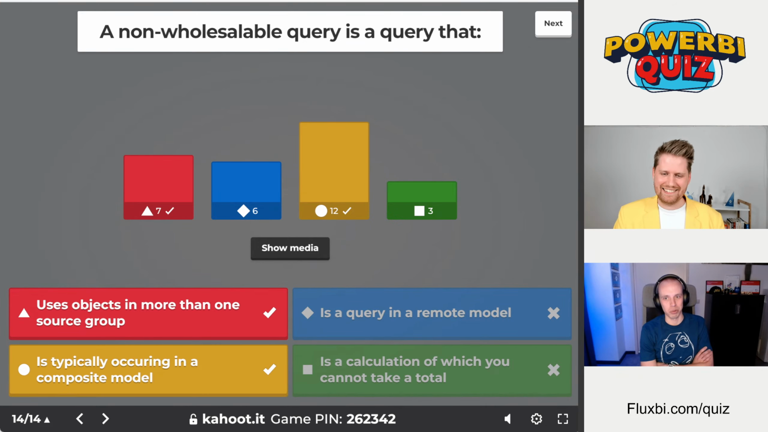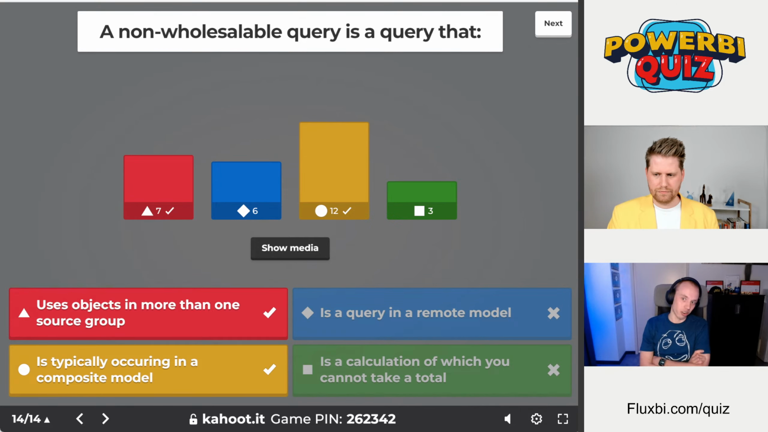So let me explain this one because I see the time to answer is over. There were two correct answers. It uses objects from more than one source group because it is a composite model. That was the hint I just gave you. And it's typically occurring in a composite model.